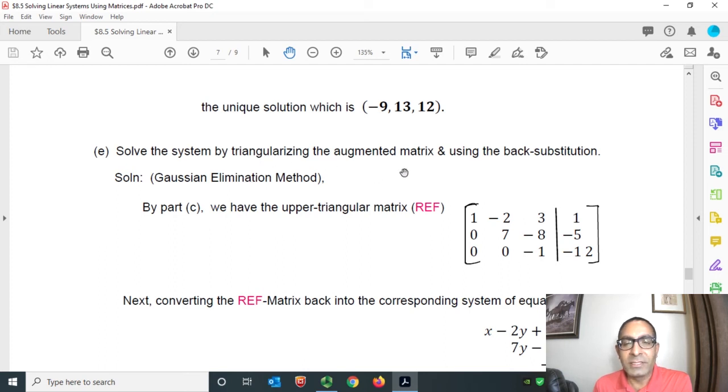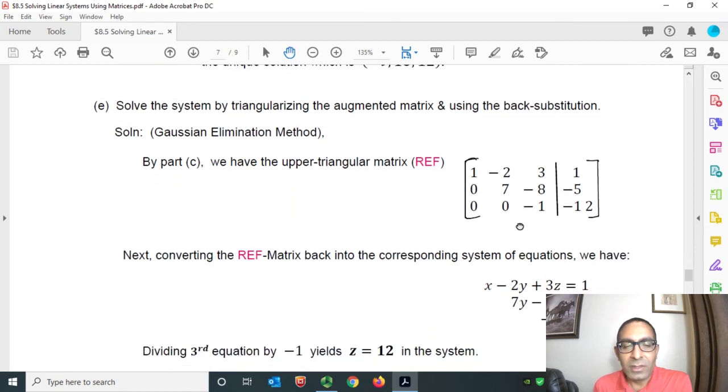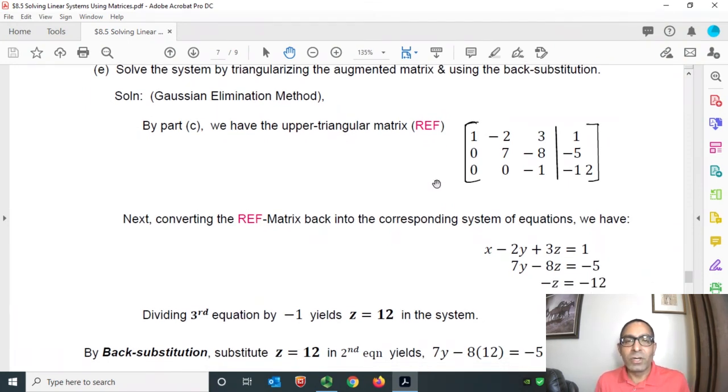Part E, solve the systems by triangularizing the augmented matrix and using back substitution. That means we are using the Gauss elimination method. To use back substitution, we want our matrix in row echelon form, that is upper triangular form. This is the upper triangular form we obtained in part C. Then we need to convert this upper triangular matrix to a system of equations.